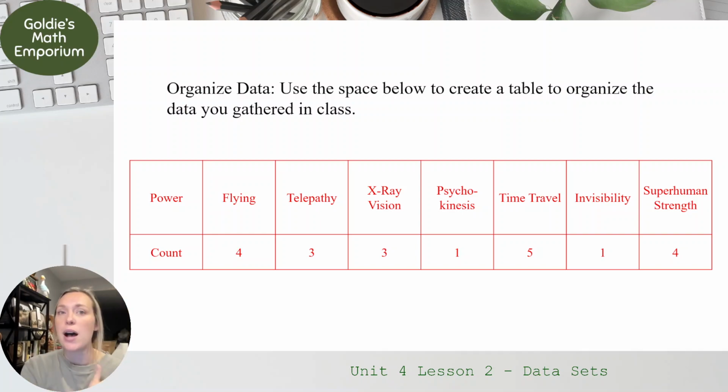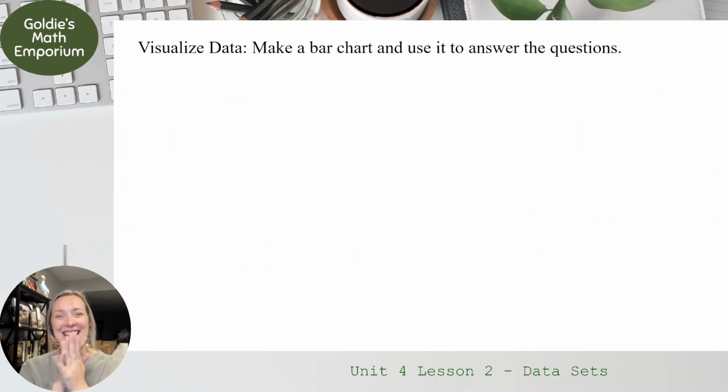Here's an example of sample data that was collected in one of my classes. Here's the power listed. I think there were 7 powers. And then count represents how many students chose each of them. So 4 students wanted flying, 3 wanted telepathy, and so on. If you want to pause and write that down as an example, since we're not in class right now, go ahead. And then visualize the data.